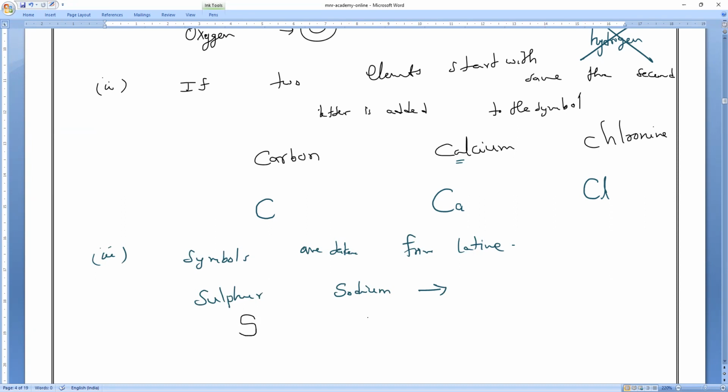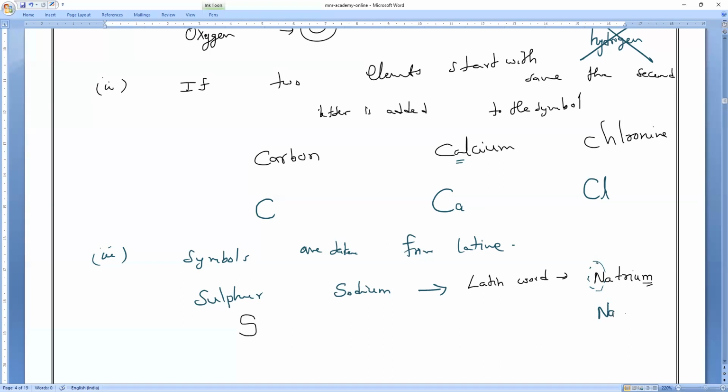Sodium: is it possible to choose the symbol from the English name? No. So they have taken it from the Latin word. What is the Latin word for sodium? Natrium. Then if I choose the Latin word, why can't I choose capital N? Can I write capital N? Why can't I write it?